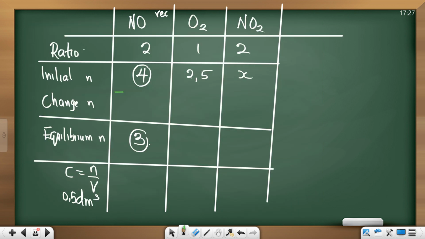Oxygen is also a reactant. We are going to subtract. Product, we are going to add. All right, what's the difference here? 1. Okay. When they don't tell you that there is an amount of nitrogen dioxide, then you can consider 0. But this time around, we were told, so it is not 0. So please take note. Good question.